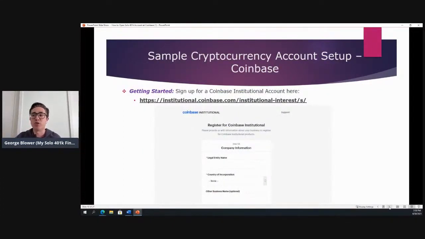Now we're going to turn to the portion of the presentation where we go through the Coinbase application in detail. So in setting up an account for your solo 401k at Coinbase, you'll be setting up an institutional account. And we have the URL here of the Coinbase page where you can do so. So this is what the screen looks like, just so you know that you're in the right place.